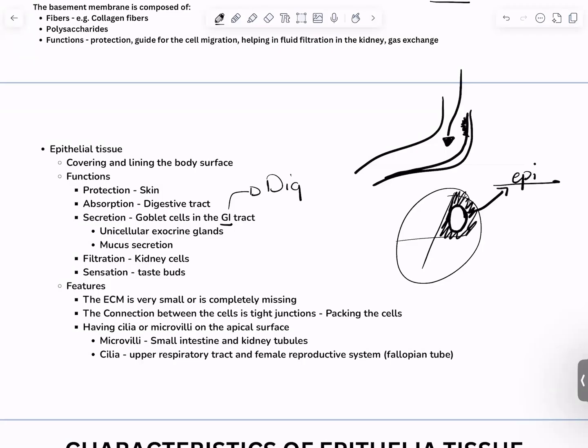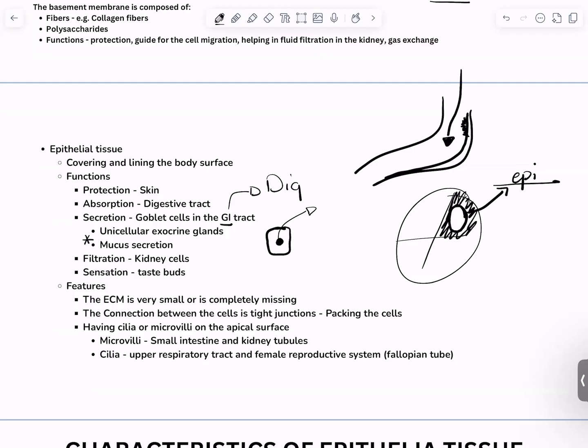And in the structure of the digestive system, we have unicellular exocrine glands. We have very, very small cells, and each cell works as a kind of gland, and they release substances. One of the main functions is that they release mucus. It's not for this class, but later we will discuss how it works.